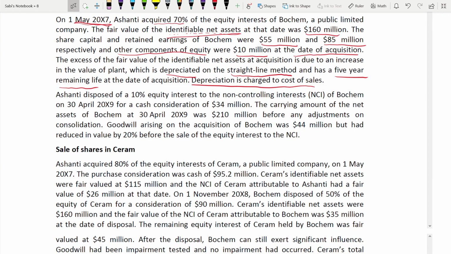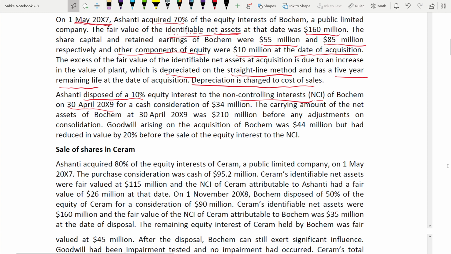Ashanti disposed of 10%. So from 70, he has disposed of 10%. That means it is still a subsidiary, because from 70 to 60 it didn't fall below the threshold of 50%, so it is still a subsidiary. Now the NCI. So what is the NCI on 30th April 2009?